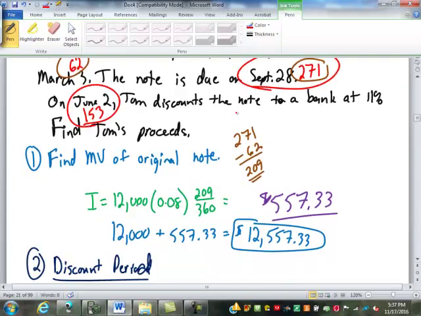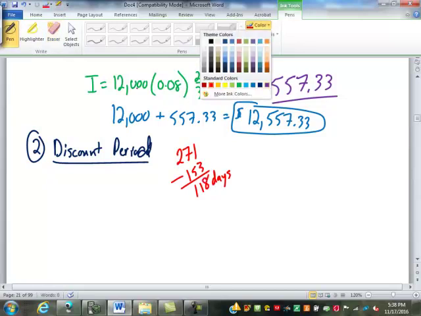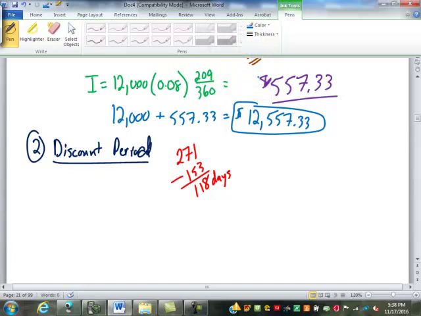Now we actually have those days, so we'll just write it out. 271 minus 153, which is 119 days, correct? Yep. 118, never mind. Sorry, it is 118. So now we have the number of days left to go.